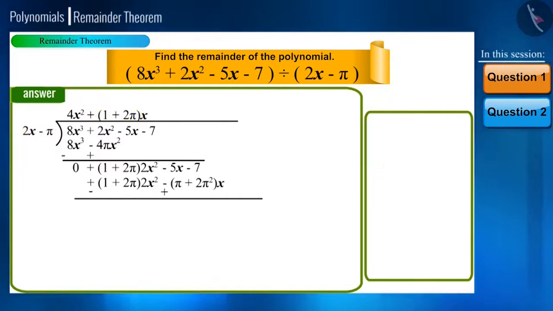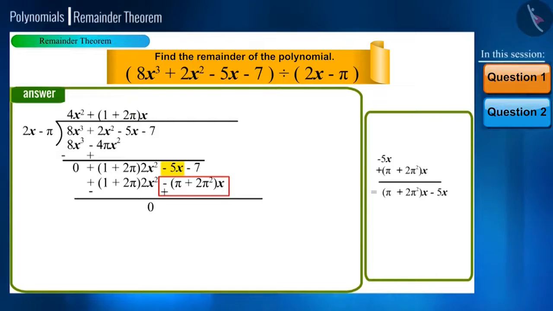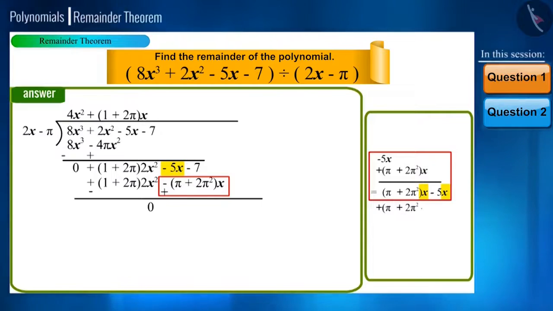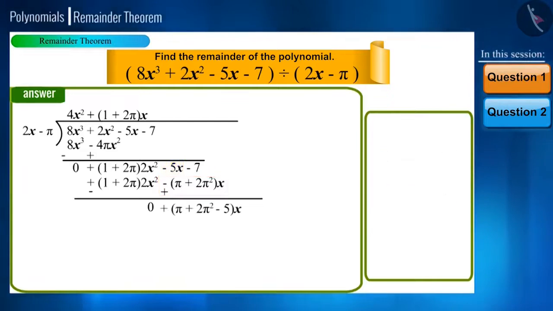Friends, while subtracting, the first term will reduce to 0, but we will have to give proper attention to the remaining terms. From minus 5x and plus pi plus 2 pi squared multiplied by x, we will take x as common and we will write everything else in brackets, which will be pi plus 2 pi squared minus 5 multiplied by x. Now we are left with minus 7, which we will bring down. We will repeat the same process until we get a constant polynomial or 0 as the remainder.